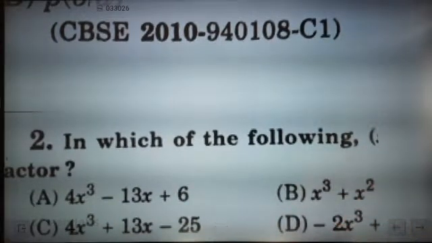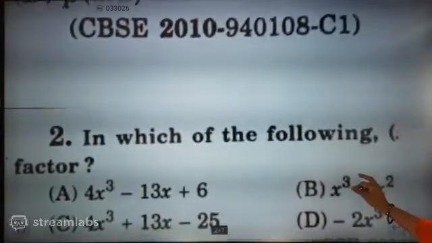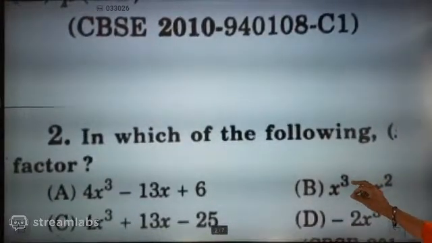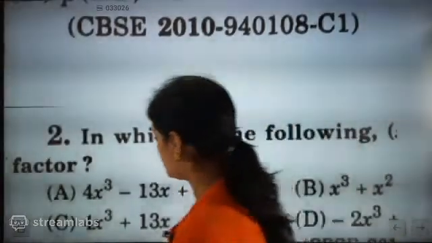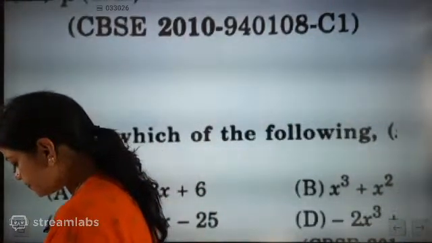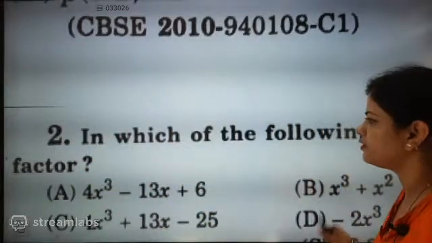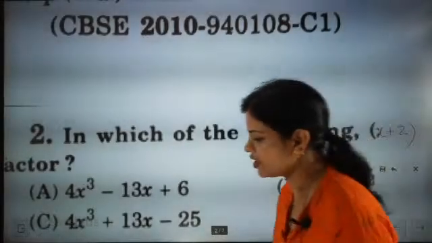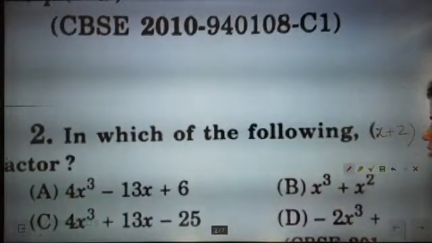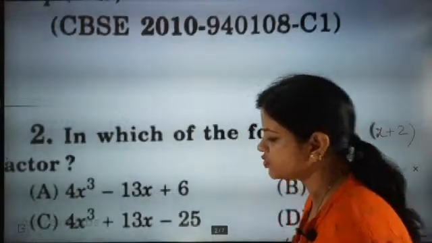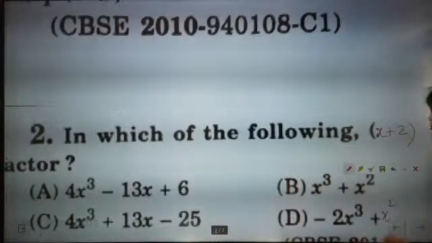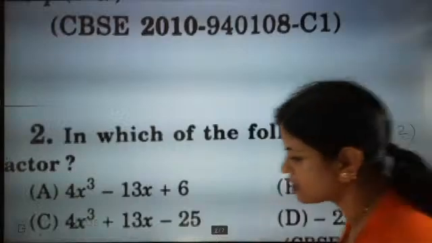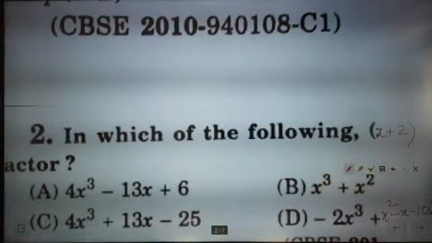The question is incomplete, let me complete the question. In which of the following is x plus 2 a factor? The last option is minus 2x cube plus x square minus x minus 19.